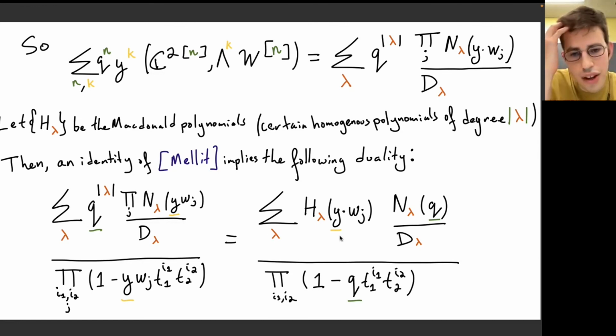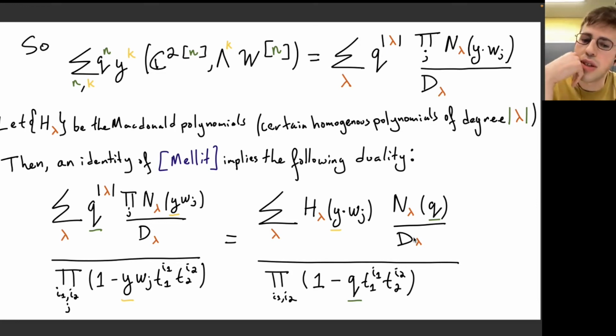And on the right-hand side, we have a similar kind of series, but with the roles of Q and Y interchanged. So on one side, this Q to the lambda has been replaced by some other homogeneous polynomial of degree lambda. These are the Macdonald polynomials. And the numerator, instead of taking some product that corresponds to the rank of this vector bundle W, we have just a single copy. And instead of evaluating it at this variable Y, we now evaluate it at Q.